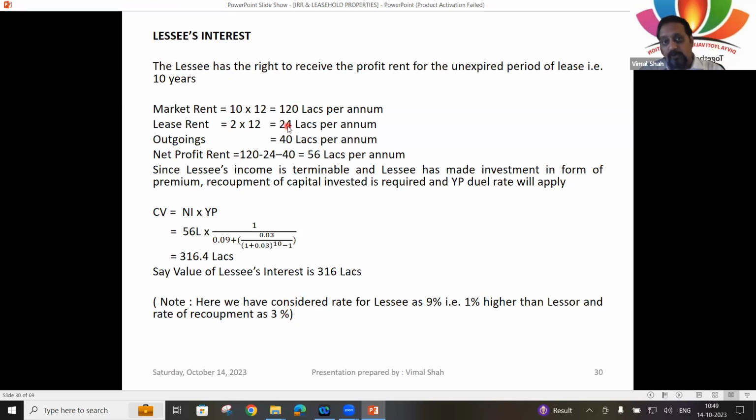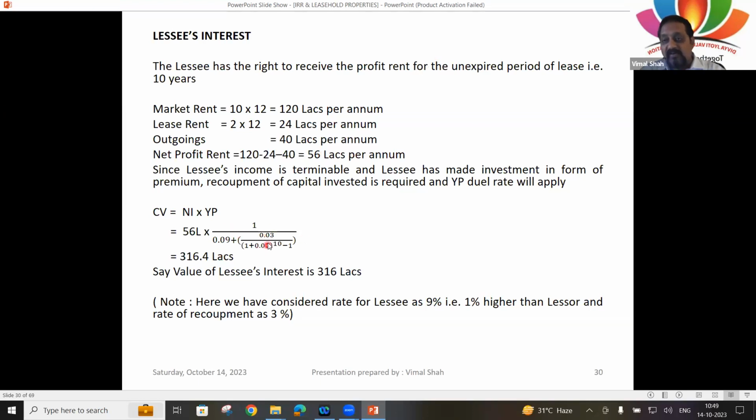Right? So it is 24 lakhs per month. So outgoings, it was a full repair lease, so the lessee has to bear the outgoings at present. So what net profit is he getting? He should have paid 120 lakhs, but he is spending only 64 lakhs. So still he is getting a 56 lakh benefit from this property every year. So we will capitalize this 56 lakhs for the next 10 years.